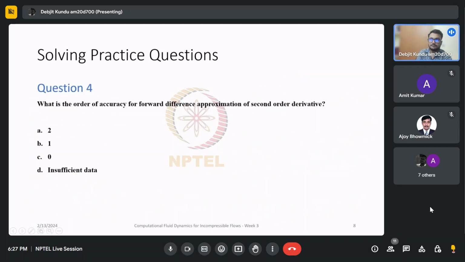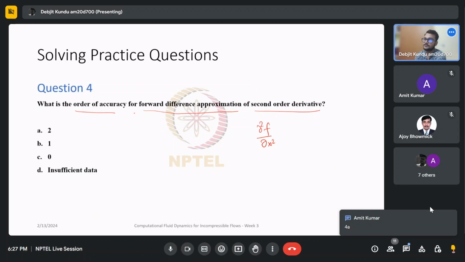We'll move on to question number 4 now, which is asking us, what is the order of accuracy for forward difference approximation of second order derivative? So second order derivative. And we have to use a forward difference approximation. If we use that, what is the order of accuracy? Is it option A, 2? Is it option B, 1? Is it option C, 0? Or is it option D, insufficient data?